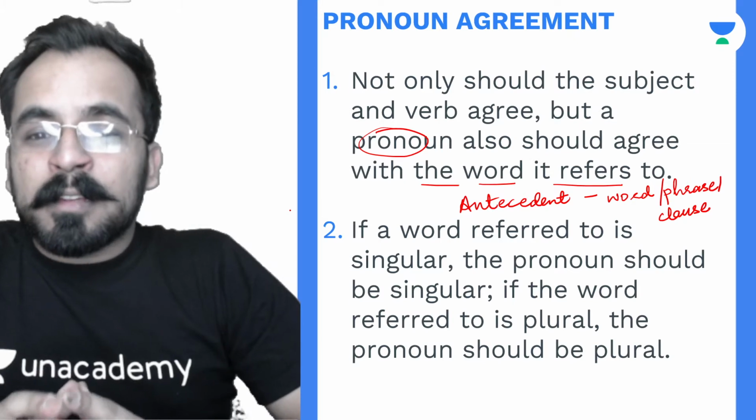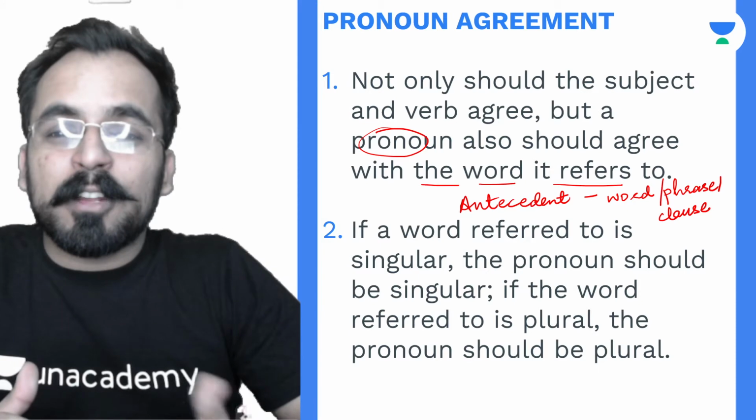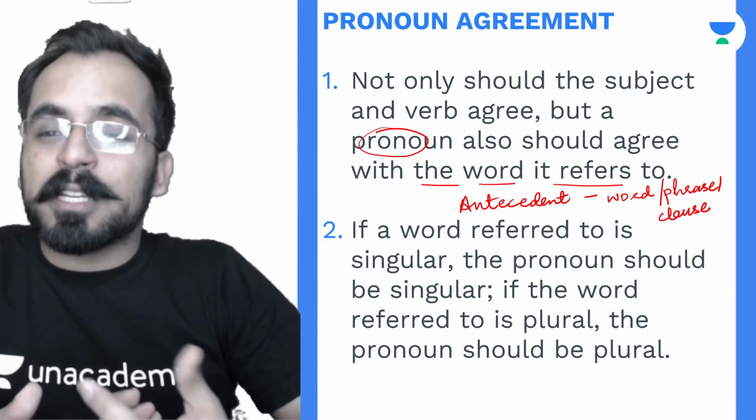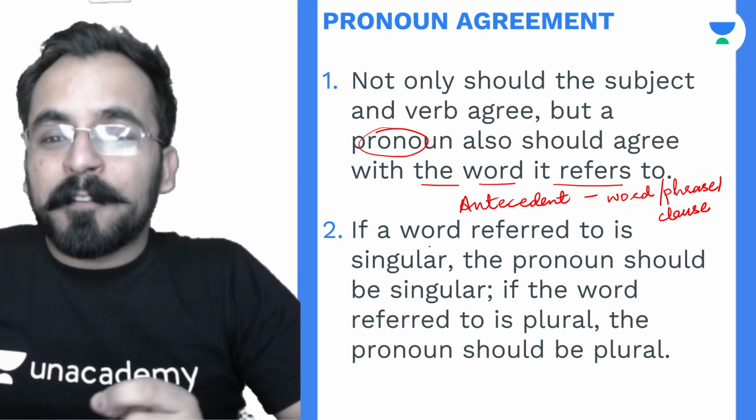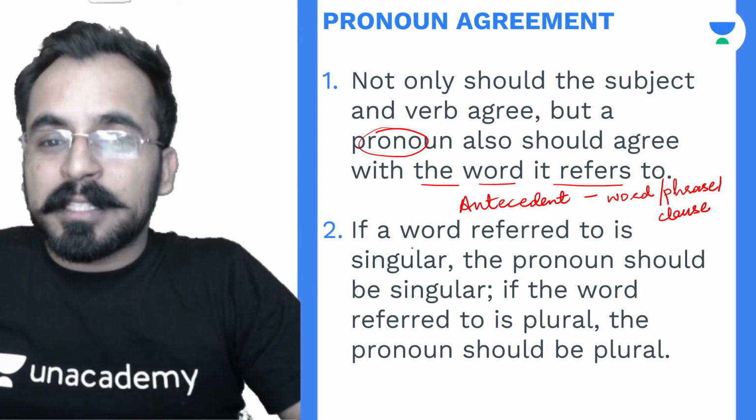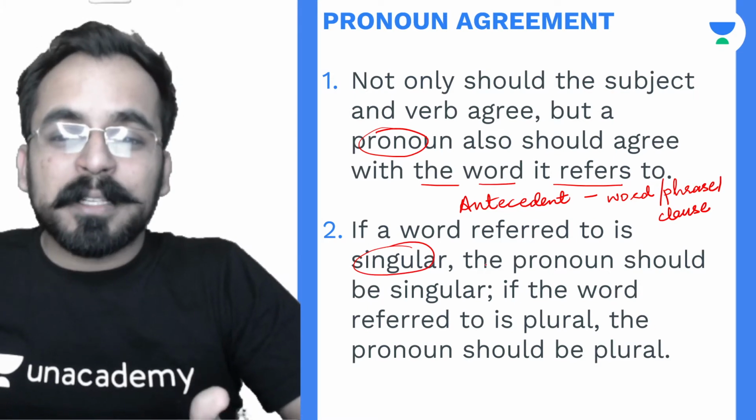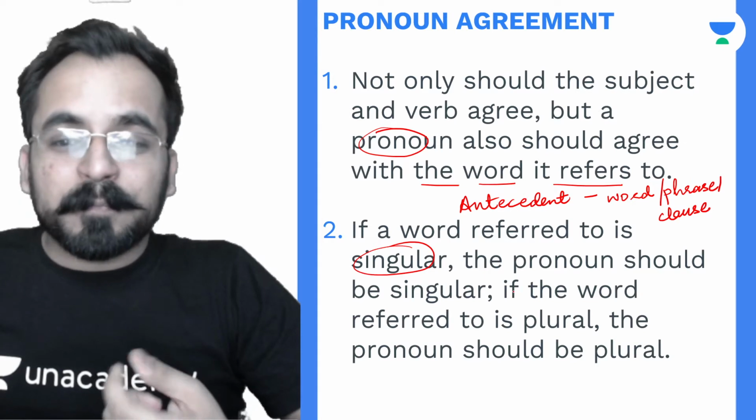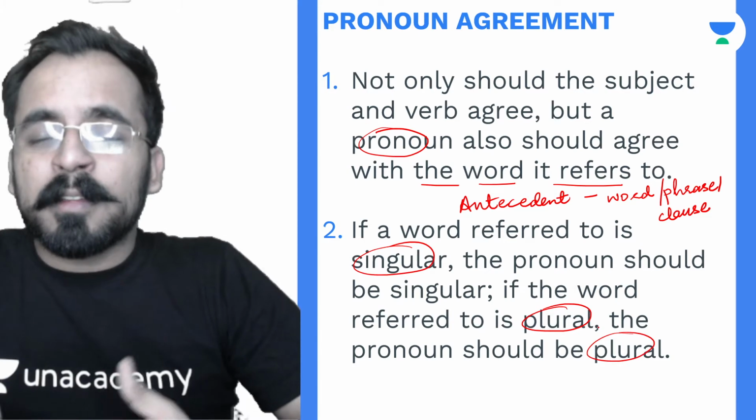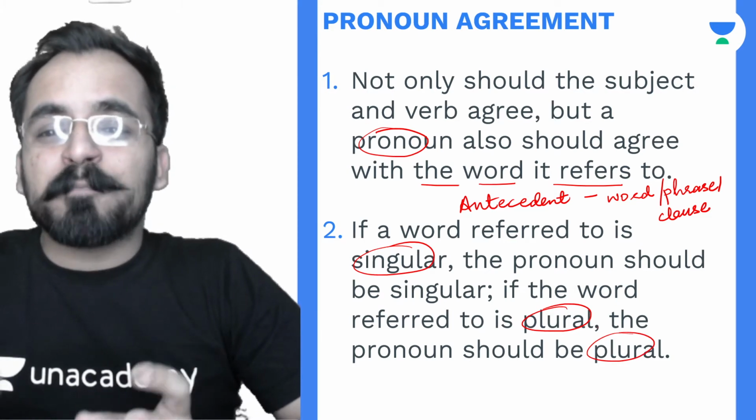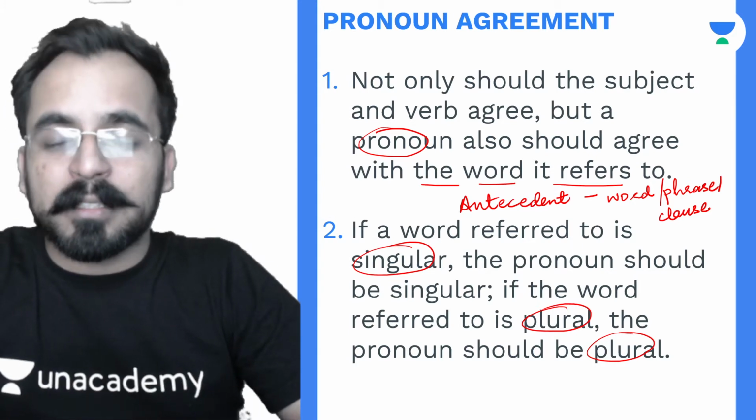Secondly, as we do in subject verb agreement, if the subject is singular, we have a singular verb. If the subject is plural, we have the plural verb. Same thing here. If the word that the pronoun refers to is singular, if your antecedent is singular, then the pronoun should also be singular. If the antecedent is plural, then the pronoun should also be plural. This is just a basic idea of pronoun antecedent agreement, similar to what we study in subject verb agreement.